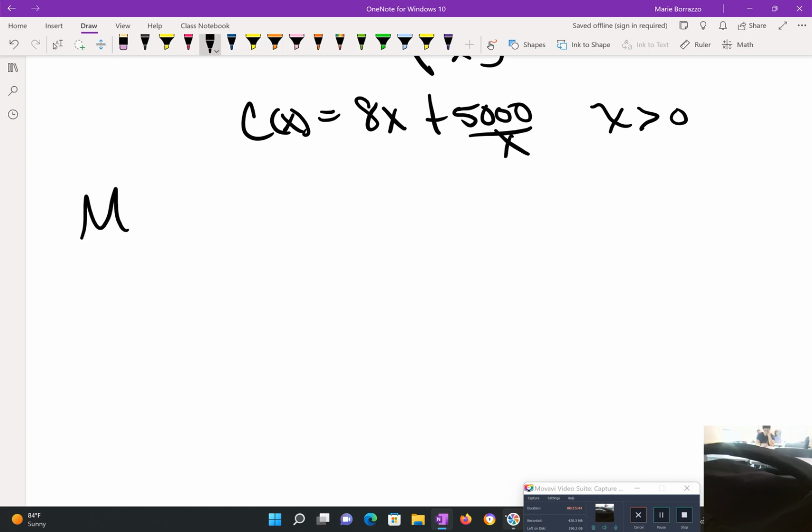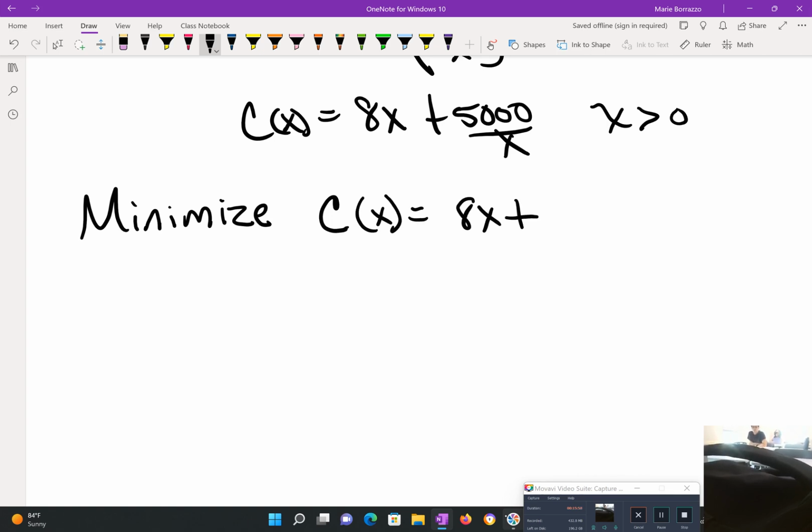The question is asking us to minimize. So what I'm going to do is take this equation and restructure it. Notice that I'm starting with the c of x equation, that is equal to 8x plus 5,000 times x to the negative 1. Right? Because what did I do? I brought the x up. Since I'm bringing it up, it's positive down here, but negative up here.